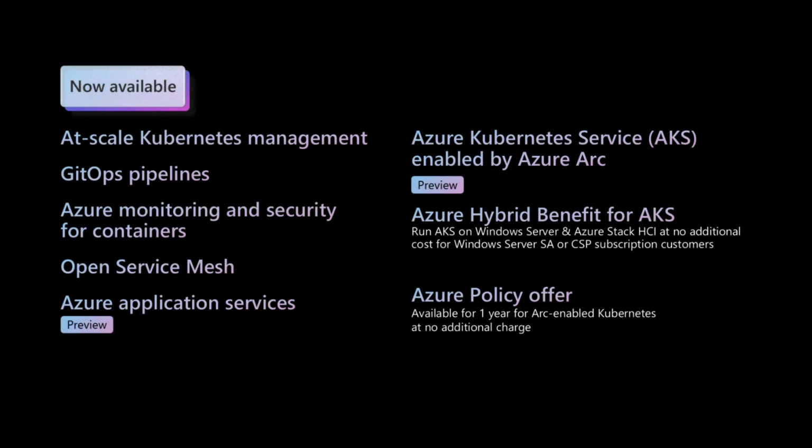You can have at-scale Kubernetes management, GitOps pipeline, and the open service mesh that I just mentioned. And definitely Azure monitoring and security for the container itself, the specific modules for the containers. And another thing, as I mentioned, once you create a custom location on top of this Arc-enabled Kubernetes cluster, on top of that custom location, you can deploy Azure app services or Azure database services, Azure machine learning components, and so on.